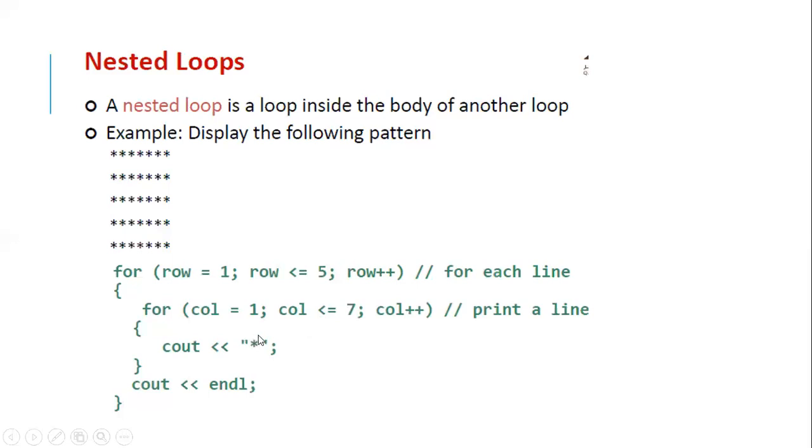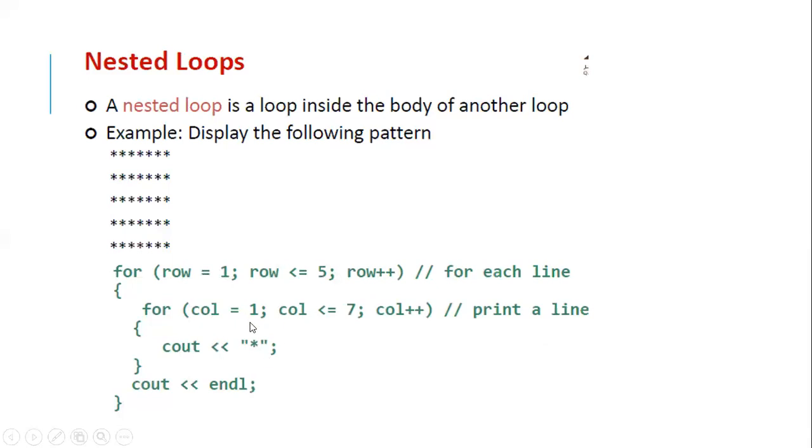Are you able to understand what I'm saying? This will run for 7 into 5. Yes, 7 into 5. This will run for 35 times. 1 times 7, 2 times 7, 3 times 7, 4 times 7, 5 times 7. Got it? When row equals 1, this will run for 7 times. Then increment by 1. It will be 2. Row equals 2. This will run for 7 times.